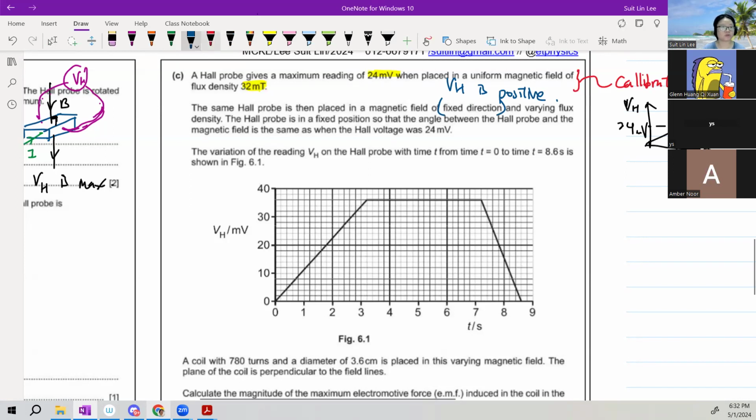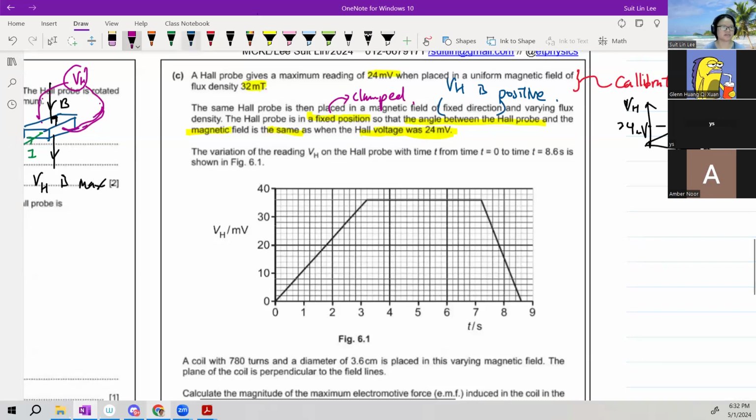Anyway, it is also in a fixed position so that the angle between the Hall probe and the magnetic field is the same when the Hall voltage is 24 millivolt. So it's already clamped in place and we no longer want it to move. Clamped, okay. So let's interpret the graph a bit.